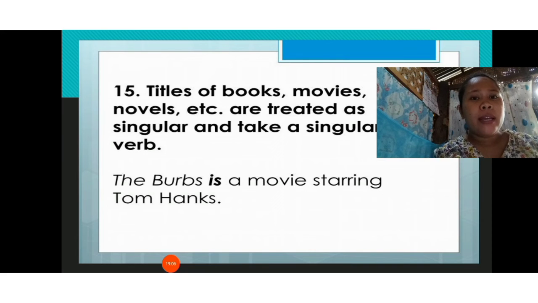Another example, The Lion and the Mouse is my favorite story. It is a story in a book, The Lion and the Mouse. Although we have two characters, the lion and the mouse, since it is the title of a story, we are going to use the singular form of the verb. The Lion and the Mouse is my favorite story.